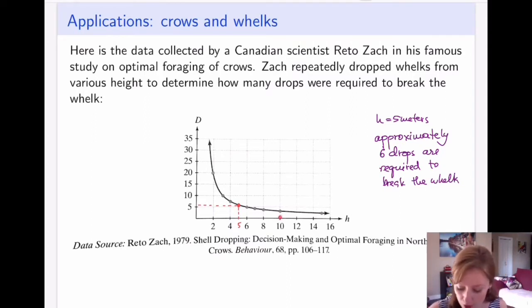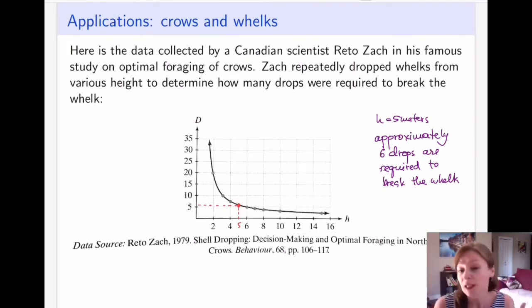So if you drop the whelk from 10 meters, the number of drops required is going to be less, approximately 3. If you drop the whelk from 2 meters, then you require approximately 20 drops. So the height is not very much, but you're going to have to fly back and forth quite a bit. So 5 meters seems to be somewhere in between.